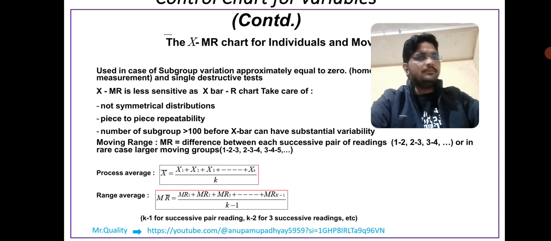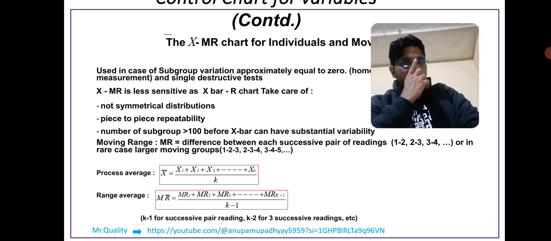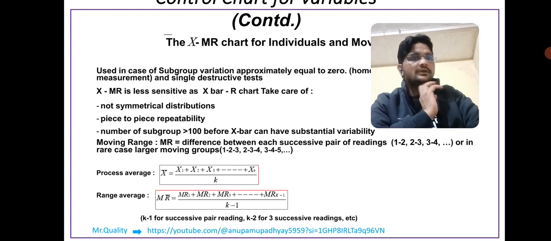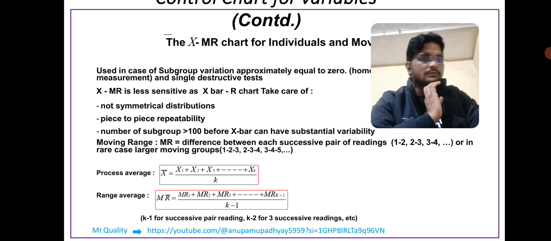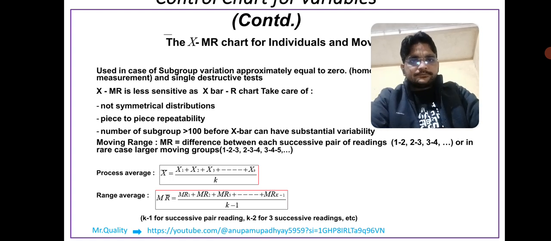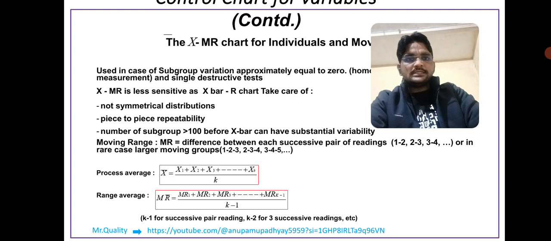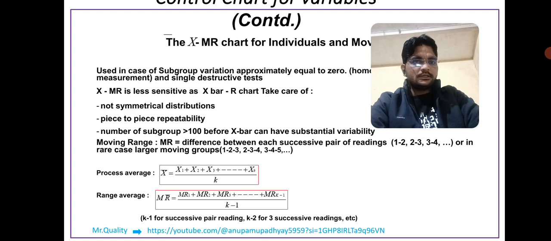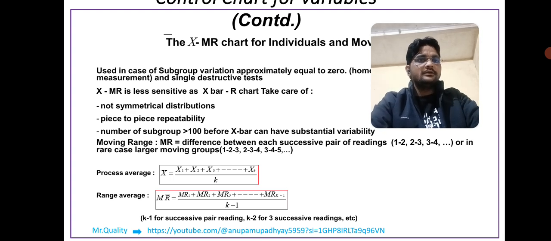Readings are values. It means the differences between 1 to 2 readings, or between 2 to 3 readings, or 3 to 4 readings. These are successive pairs, meaning continuous pairs: 1 to 2, 2 to 3, 3 to 4, 4 to 5, 5 to 6. In rare cases, larger moving groups can be used, like 1 to 3. We can group 1 to 3, then 2 to 4, 3 to 5, 4 to 6, 5 to 7.